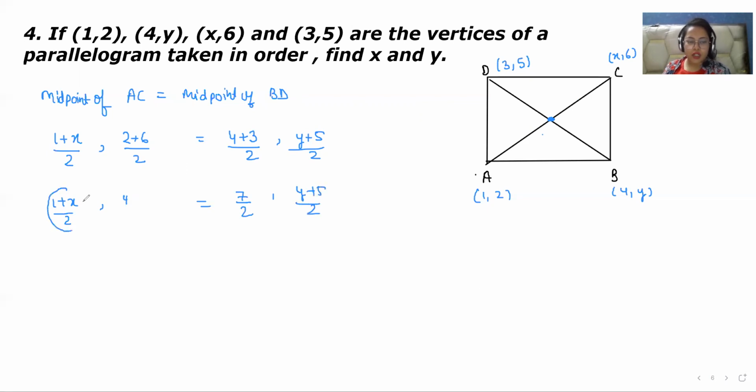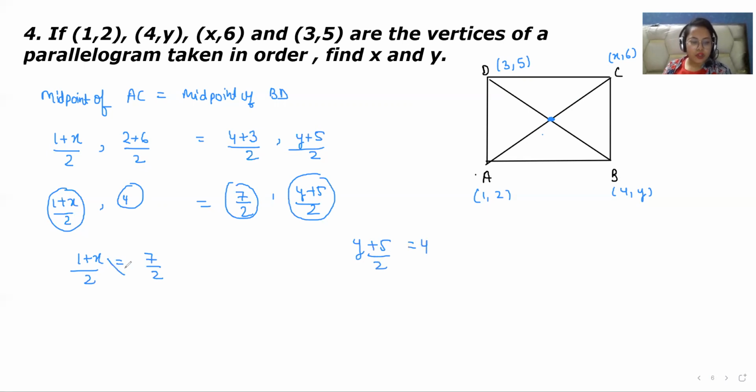So the x coordinate is equal to the x coordinate, the y coordinate is equal to the y coordinate. We take them equal to each other and find the values of x and y. Here (1 plus x) over 2 equals 7 over 2. So we do the cross multiplication. So 2 plus 2x equals 14, and x is 14 minus 2, which is 12. 12 divided by 2 is 6.